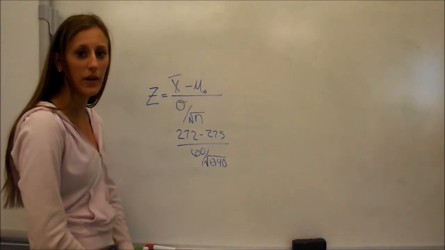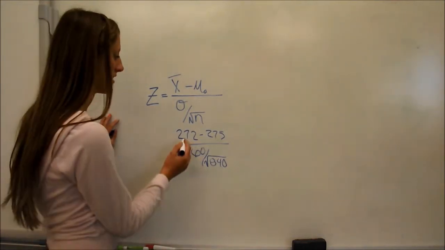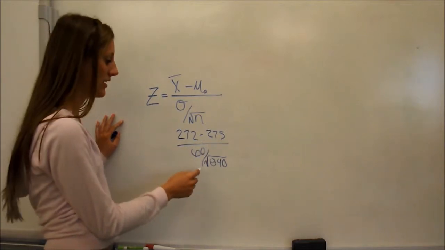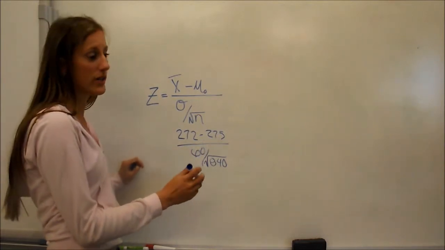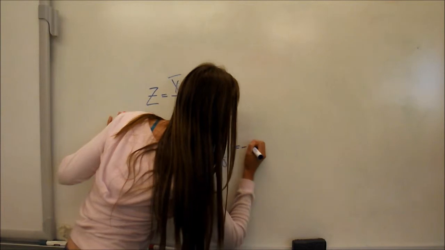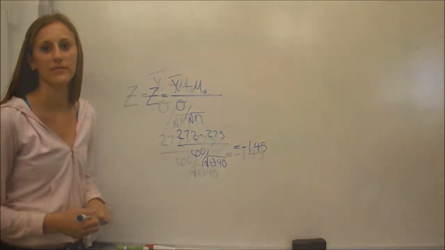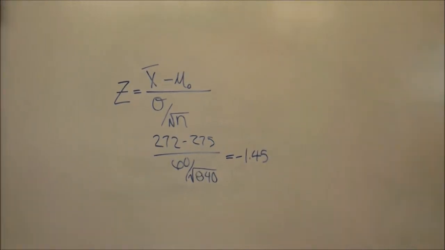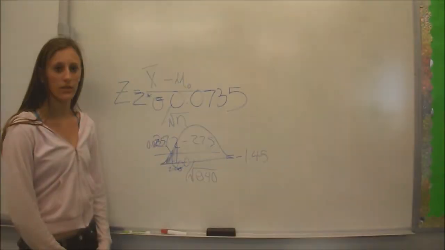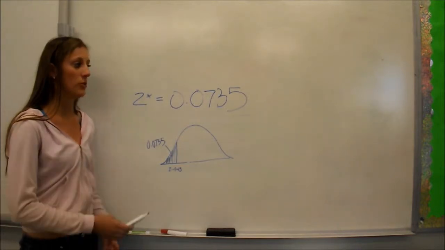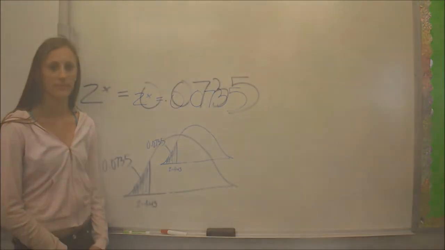By plugging in the variables, we can find that 272 minus 275, divided by 60 divided by the square root of 840, equals negative 1.45. According to Table A, we can find that the area equals 0.0735.